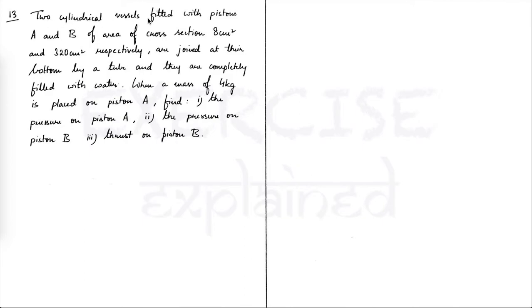Two cylindrical vessels fitted with pistons A and B of area of cross section 8 centimeter square and 320 centimeter square. So we can say that the smaller piston has an area of cross section of 8 centimeter square.